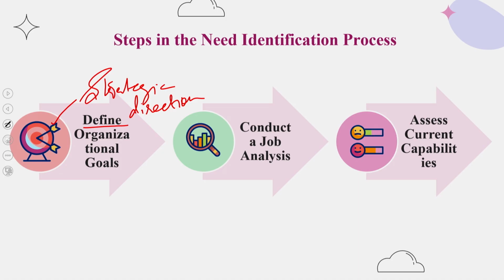Conduct a job analysis. This happens to be the next step. Each role within the organization is examined to identify the key tasks, key responsibilities and competencies it requires. This typically forms the baseline against which current employee performance is measured. The third aspect is assessing the current capabilities. This involves collecting data through a variety of tools such as employee surveys, interviews, observation, performance reviews and assessments. This step helps to understand existing strengths and areas needing development.